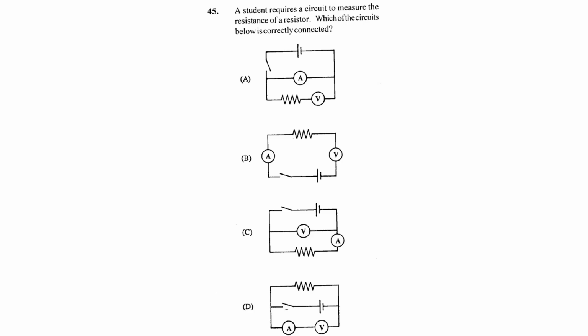The only diagram that shows those combinations is diagram C. The ammeter is connected in series to the resistor and the voltmeter is connected in parallel to the resistor.